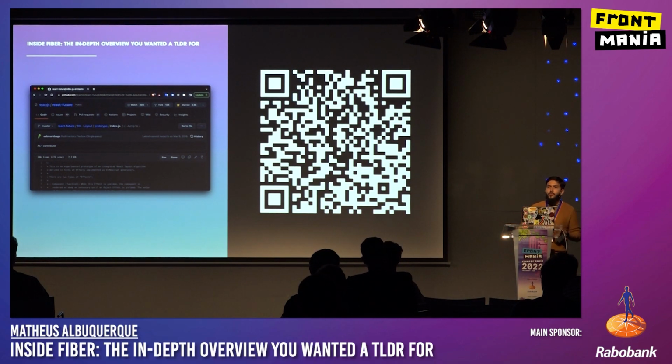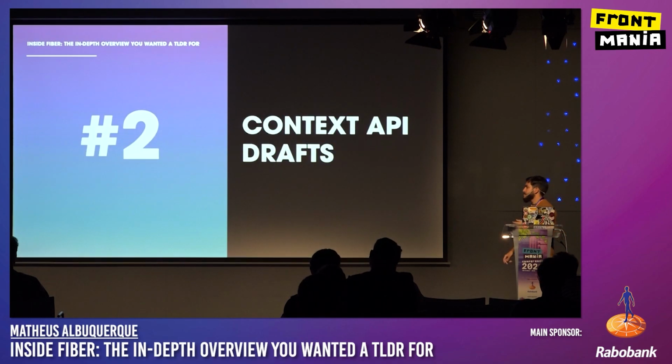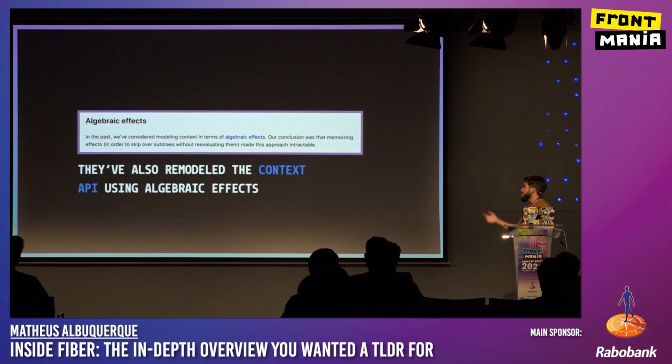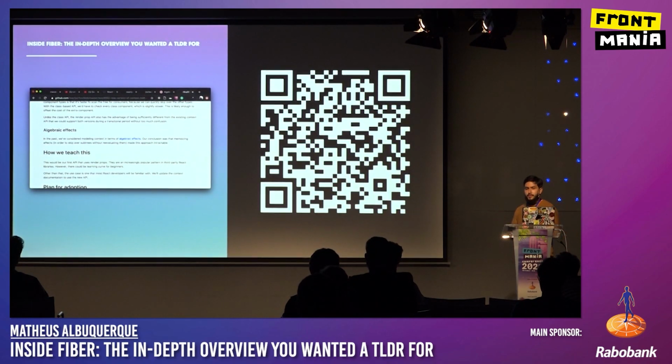And then, fast forward in time, the draft start of the context API. You've probably heard of the context API or are even using it for handling state. And when they were about to revamp that a couple of years ago, they also experimented with algebraic effects for reimagining how the context API should go. And by the way, another really interesting thing to check out.